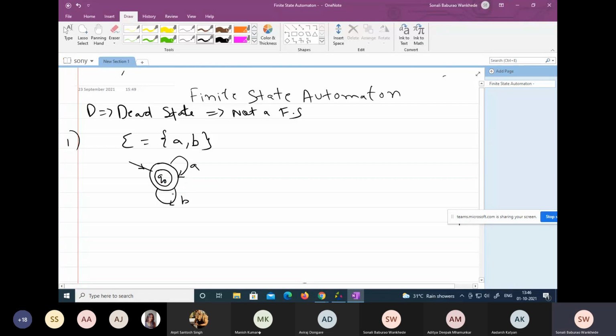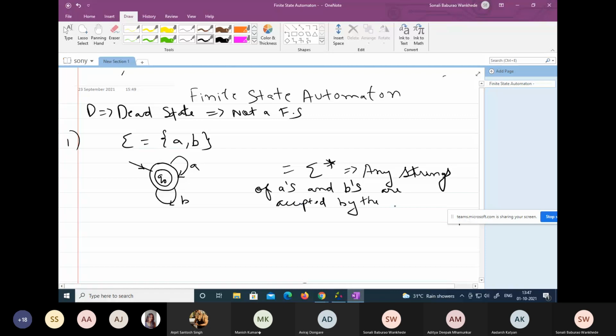Now what is this basically? This is nothing but sigma star, which indicates that any strings of A's and B's are accepted by the machine.